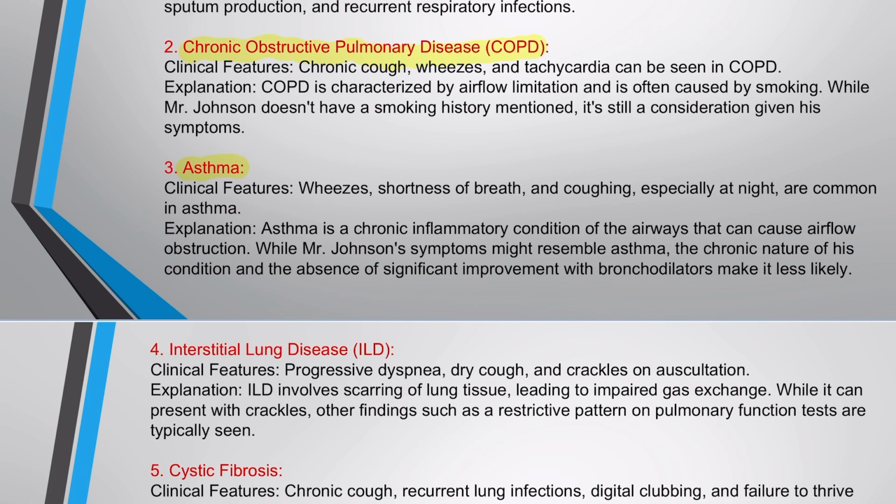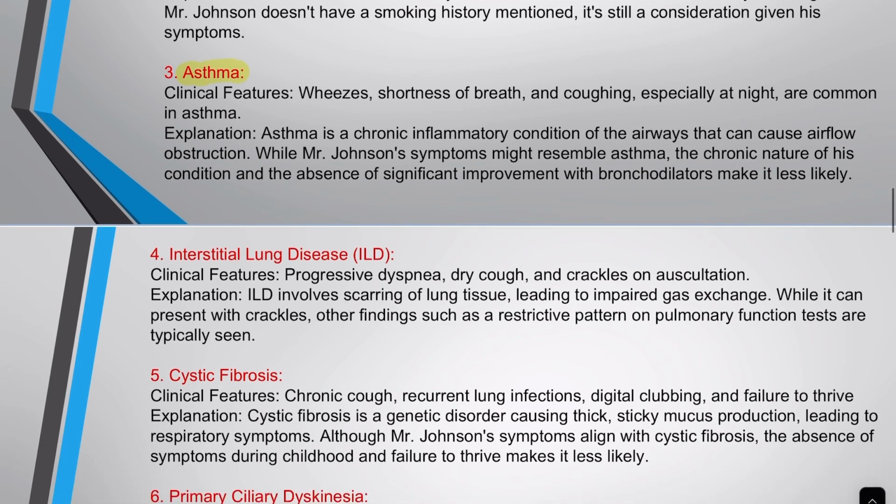So asthma normally is since childhood, and there are relapsing and remitting phases in asthma, while in bronchiectasis it will be something we call a progressive disease.